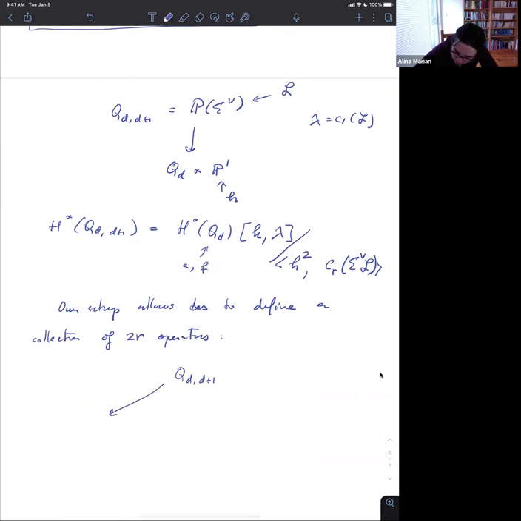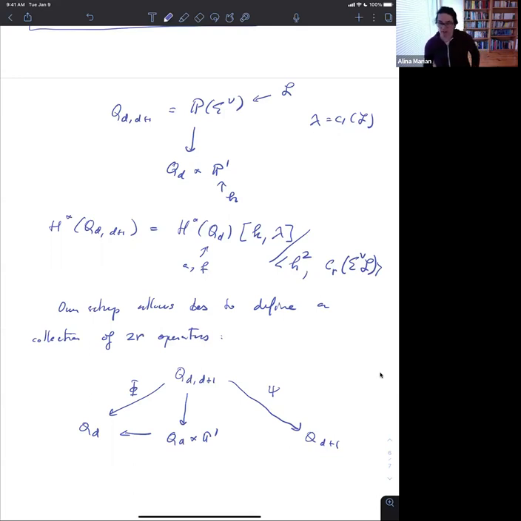This maps to QD by phi and to UD plus one by psi. And while psi is a finite map, a generically finite map, this phi is not. The fiber has dimension R, because this sits as a projective bundle over QD cross P1 here. Okay, so it factors like this.